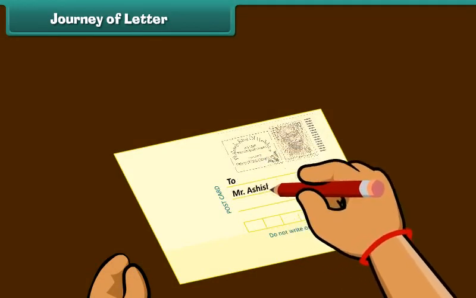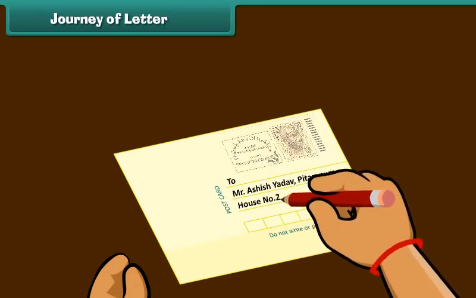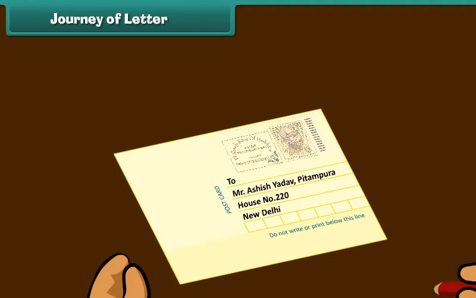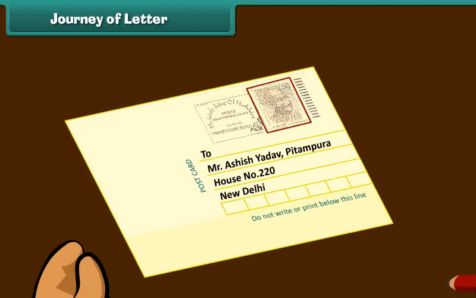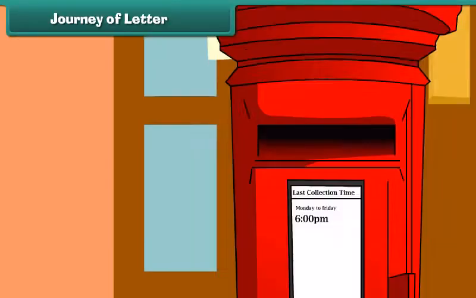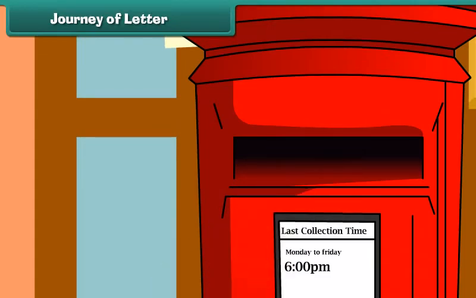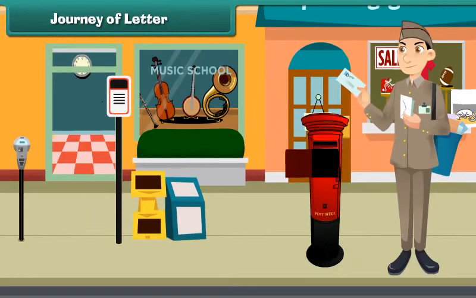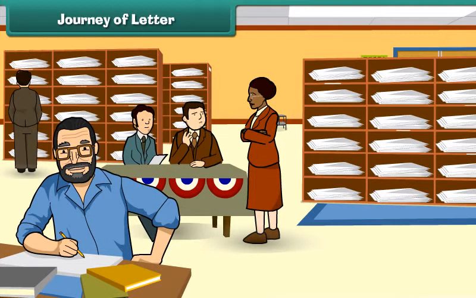After you finish writing the letter, you write the name and address of the person to whom it is to be delivered on the top. In case of an envelope, you need to paste a postage stamp of correct amount. You then drop the letter in a letter box from where the postman collects all the mails and takes it to the post office. This is a post office.